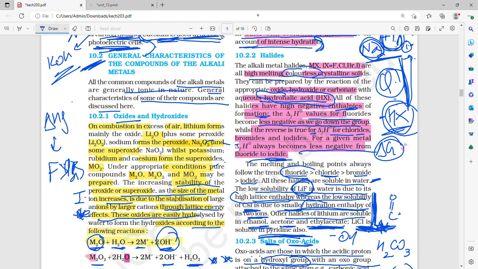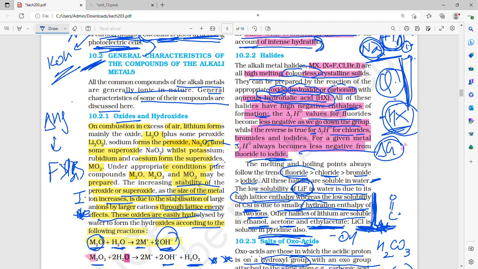They can be prepared by the reaction of the appropriate alkali metal oxide, hydroxide or carbonate with aqueous hydrohalic acid, that is aqueous HX. HX is called hydrohalic acid, that is hydrogen with any halogen.